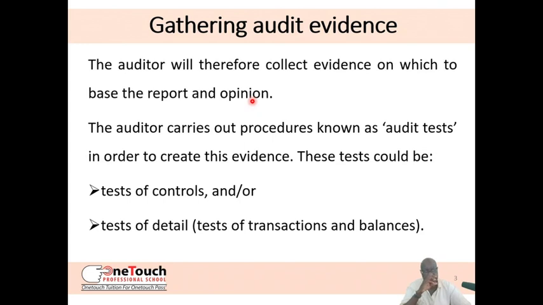So that's it. If you gather enough, sufficient and appropriate evidence that will be relied upon, you can easily report and give your opinion. The auditor carries out procedures known as audit tests in order to create this evidence. These tests could be tests of controls, that's the first one. You can test the system, the controls put in place by management. If you test them and the controls are working, then that is another evidence.